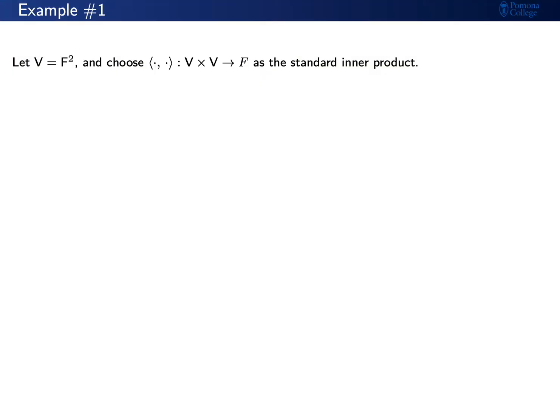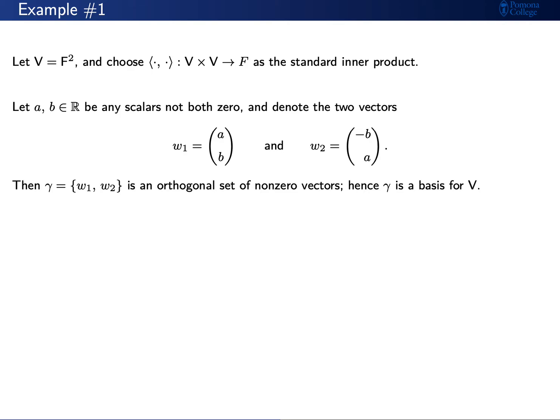First, let's say that V is F2, and let's choose our inner product as the standard inner product. Let's let A and B be any scalars not both 0, and let's consider the two vectors W1 and W2 as you see here on your screen. We know that this set gamma containing W1 and W2 is an orthogonal set of non-zero vectors. Hence, according to the previous proposition, it must be a basis for F2. We're going to use this to construct an orthonormal basis.